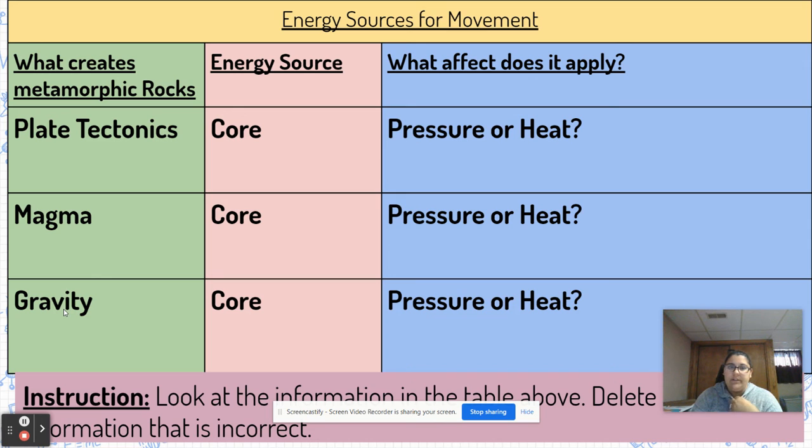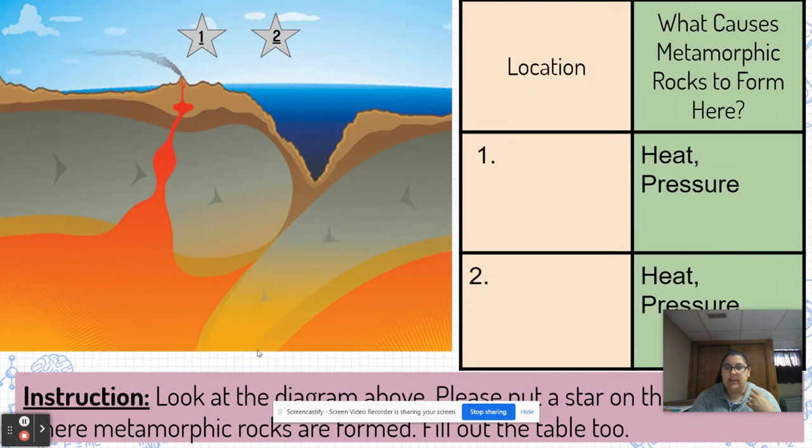So now you are going to fill out the next couple of slides. It says what creates metamorphic rock. So we have plate tectonics, magma, and gravity all create metamorphic rock. All of that energy comes from the core. So you are going to tell me what effect each applies. Plate tectonics, does that apply pressure or heat or both? Magma, pressure, heat? Gravity? So you're doing that on that slide.